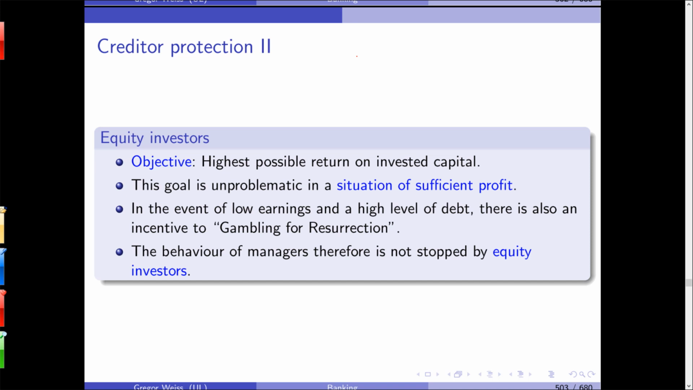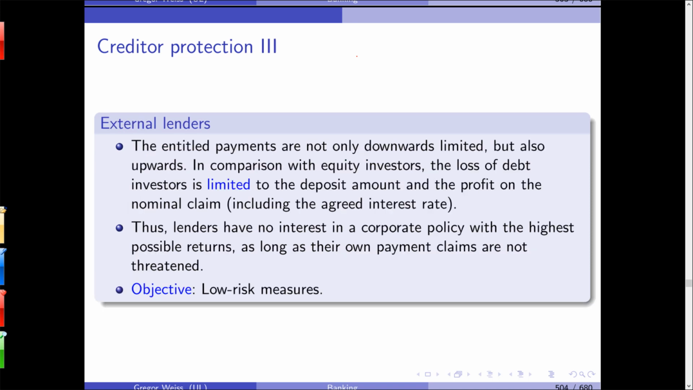So as firm value decreases, at some point, when you're close to bankruptcy, and you're only able to barely pay out bondholders, shareholders have already lost everything. Bondholders are still in the clear. They get their 500,000. So at this point, shareholders will also be looking for a gamble for resurrection. Not very nice for regulators. So equity investors will not stop managers. Problematic. External lenders, meaning bond or debt holders.